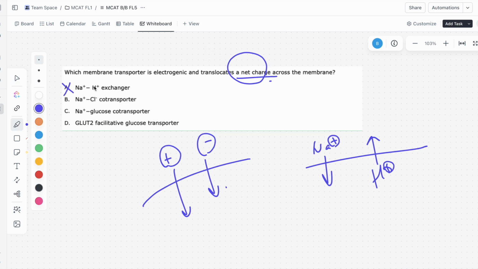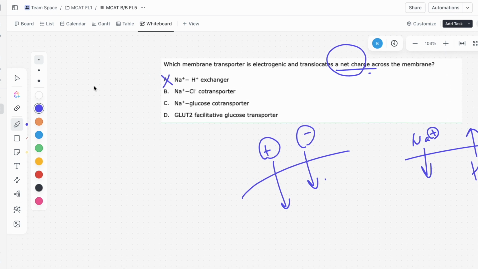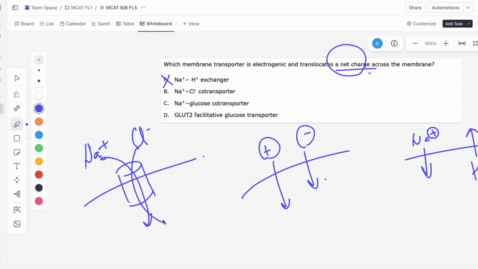Now, B says Na plus Cl minus co-transporter. So what's a co-transporter? That's when you have a protein that moves these molecules in the same direction. So let's say I have Na plus here, chlorine here. Let's say this is my protein. It's going to bring in both the Na plus and the chlorine. So what does that mean? One Na plus and one Cl minus, net charge is 0. And when it brings it across the membrane, the net charge is still going to be 0 since you have, again, one positive charge and one negative charge. So it can't be B.